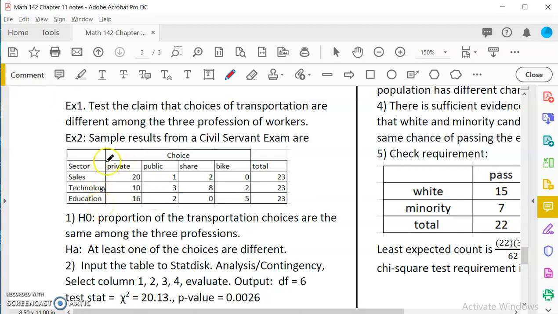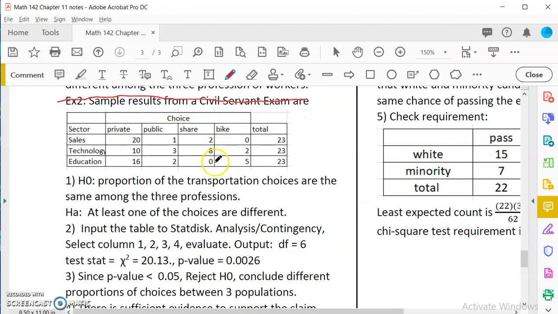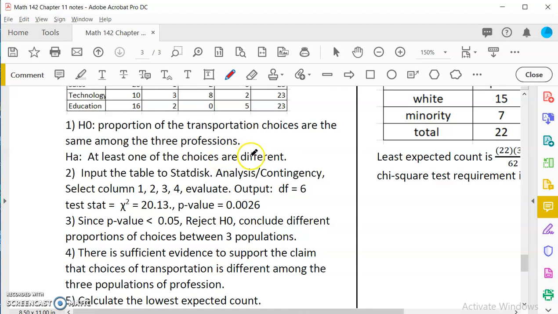Okay, so let's just do this. I'm doing example 1. Test the claim that choice of transportation are different among the 3 professions of workers. I think there's a big difference here in technology. 8 people out of 23 use shared transportation like van pool, or maybe the company-provided bus, also those shared transportation.